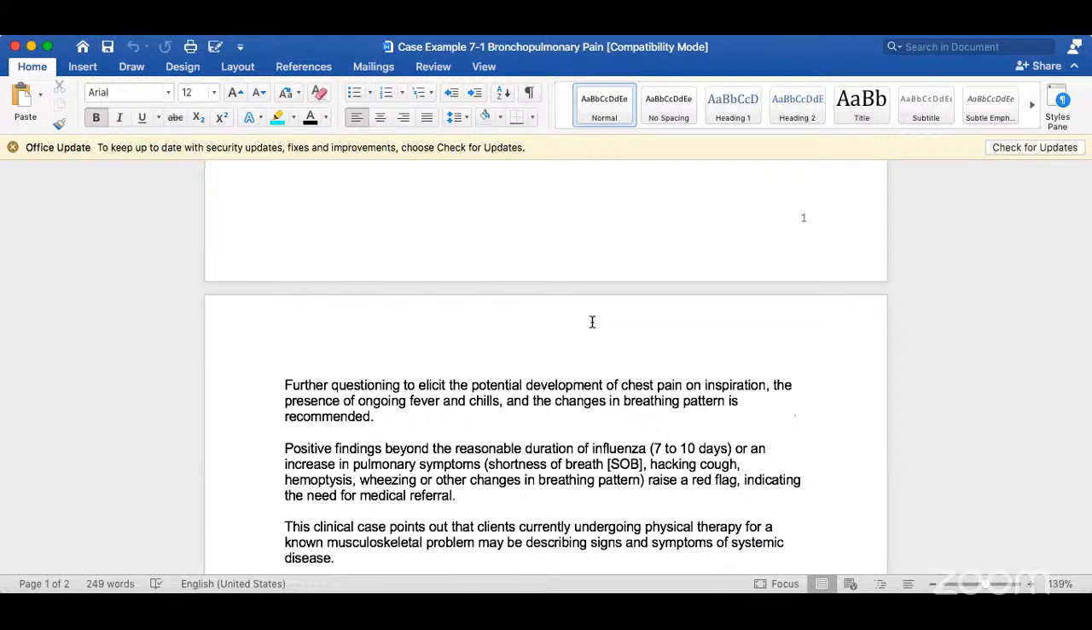Look at the answer. Further questioning to elicit the potential development of chest pain on inspiration. So you are now asking the patient, when you inspire, when you take in a deep breath, what happens to the pain? The presence of ongoing fever and chills. So you say flu. Just saying there is a flu. Is there a fever? Because someone can just be sneezing and coughing and things like that. Is there fever? Is there chills?